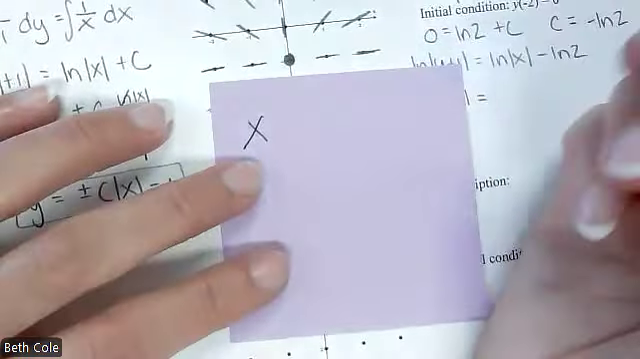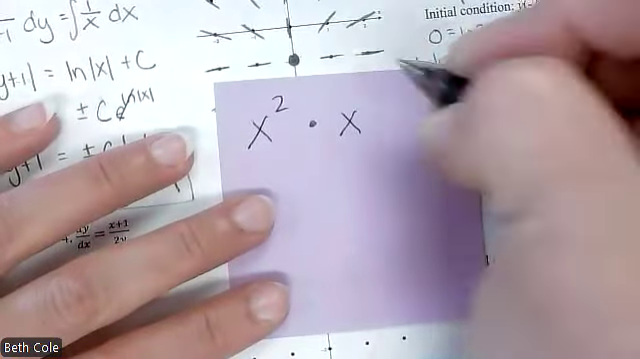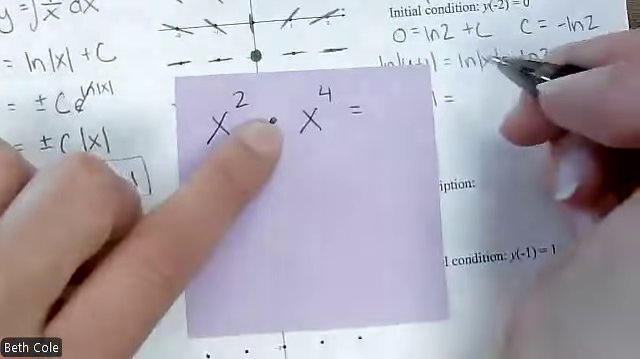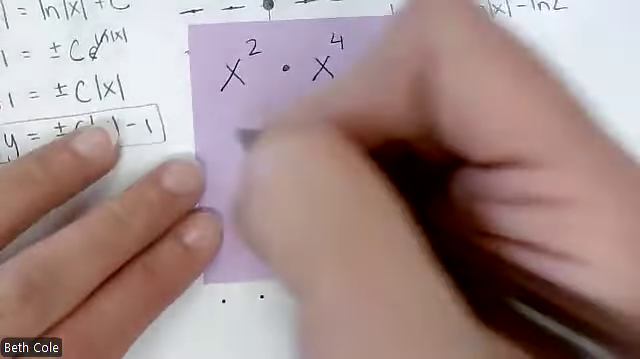Give me a single digit number. I'll just make something up. So 2 and 3 always mess people up. Let's do 4. So when you're multiplying, you add your exponents. 2 plus 4 is 6. Do you remember this? Okay.